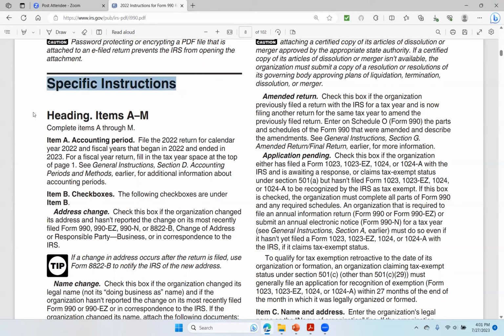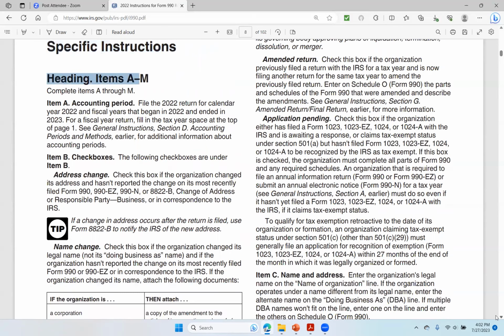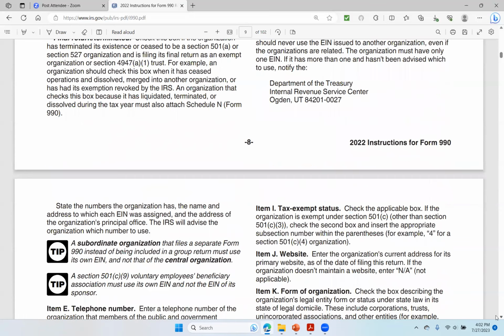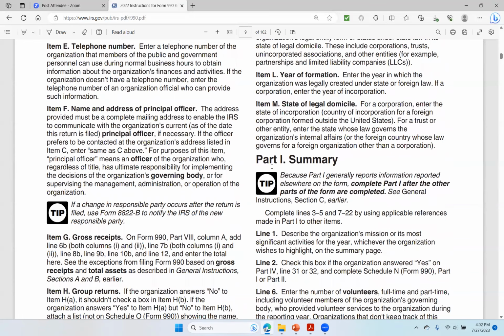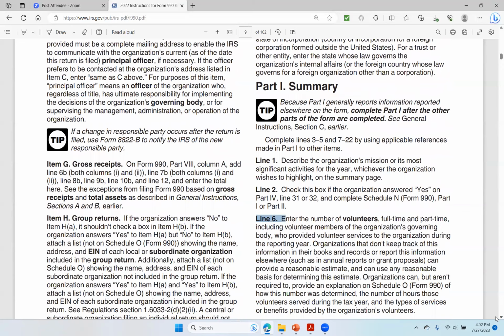And we talked about the heading yesterday, or in the other video. So if I scroll down, the next part should be part 1 summary. And like I said, every line is described or defined, or you learn how to complete every line here.